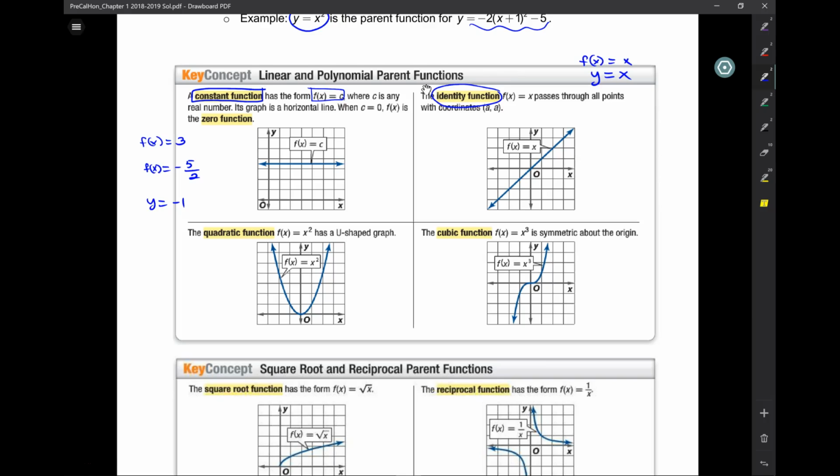All right, so we did constant function. Identity function, it has the equation of the form y equals x, right? And why is it called identity? Because whatever x is, y is the same value, right?